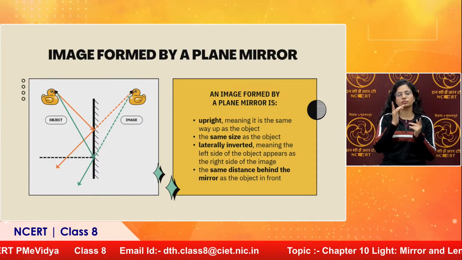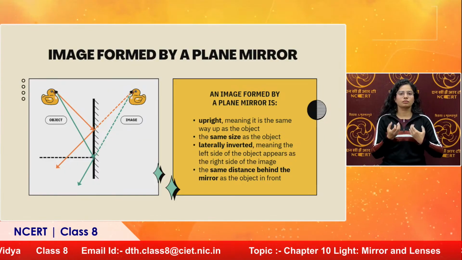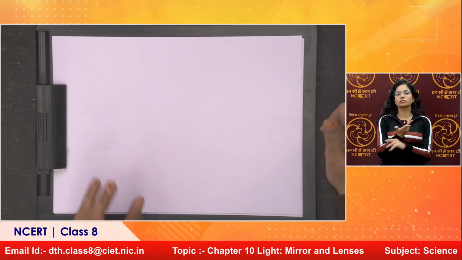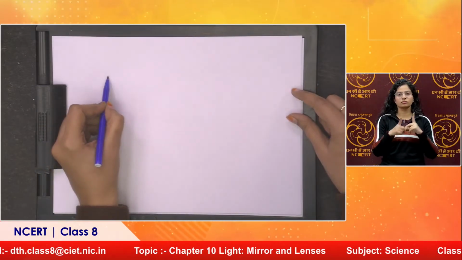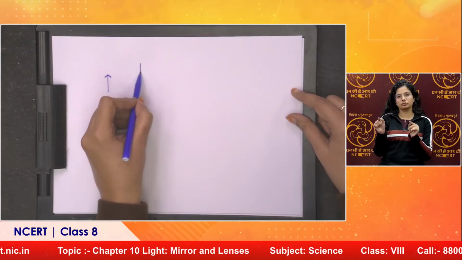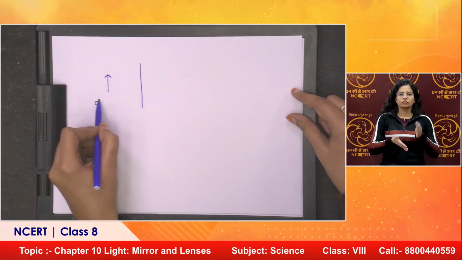So here I just want to show you how the image is upright. We'll use the arrows. Here is the plane mirror. This is the object.